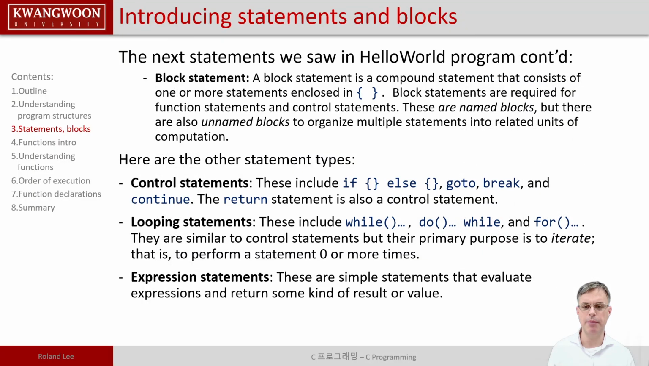The next one is the block statement. It's a compound statement that consists of one or more statements enclosed in curly brackets. Block statements are required for function statements and control statements. We will call these named blocks, and they have a well-defined structure. Yet, we can also group statements together into unnamed blocks to organize multiple statements into related units of computation. Unnamed blocks have a simple structure and can appear anywhere that a statement can appear.